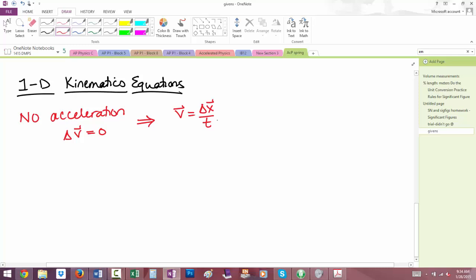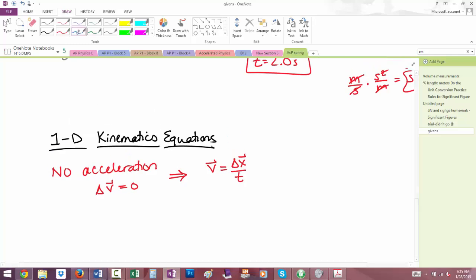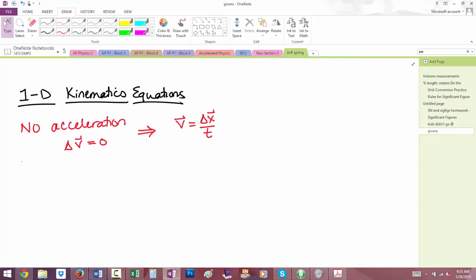The only time that you can use this equation is if acceleration is equal to 0. Got it? Okay. Questions on that? It's really important. It's more fun when acceleration doesn't equal 0.